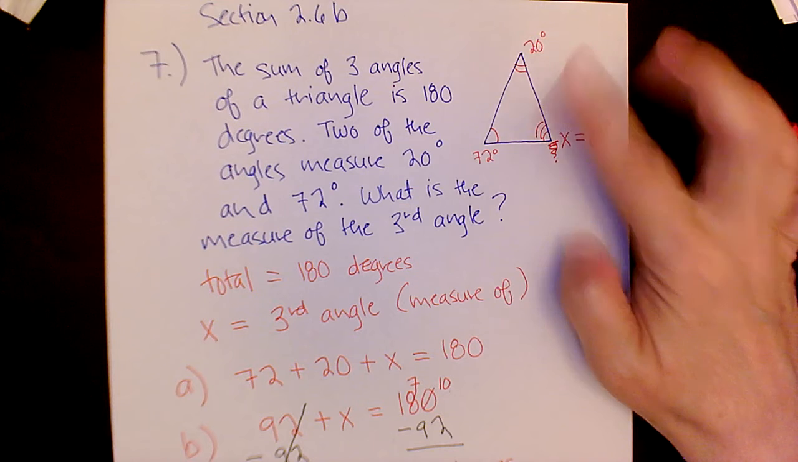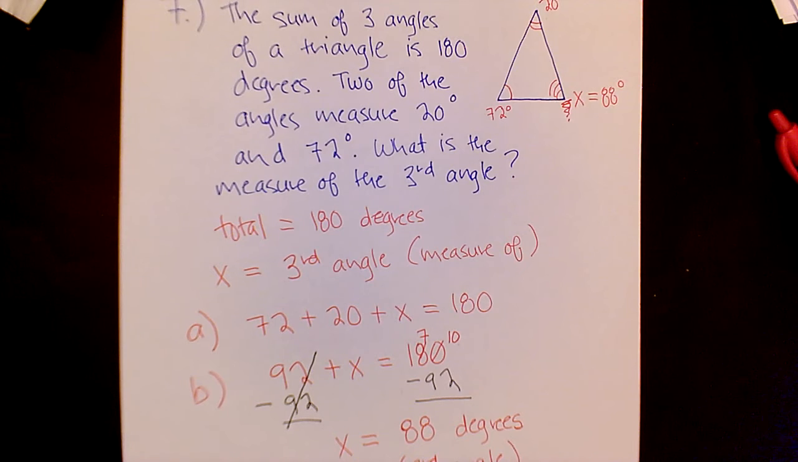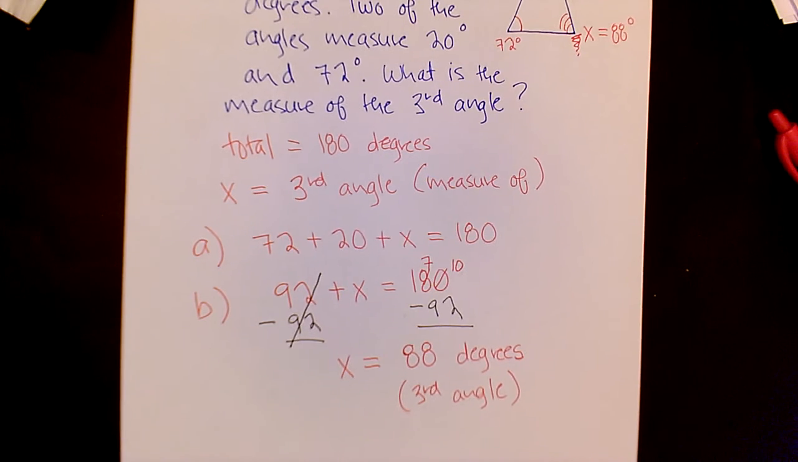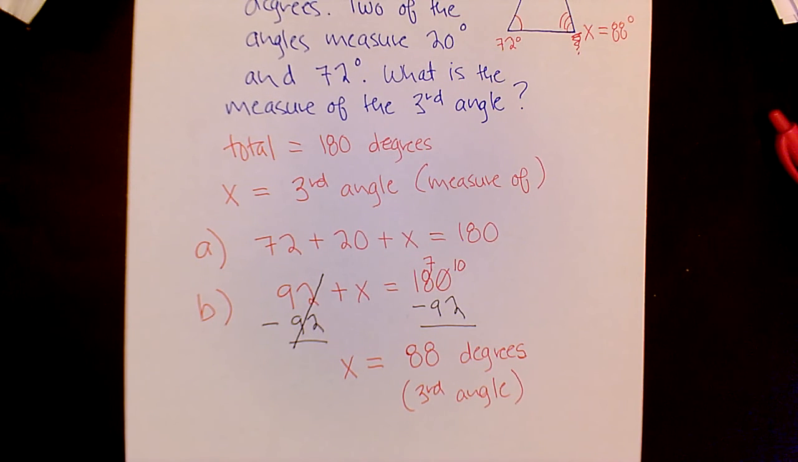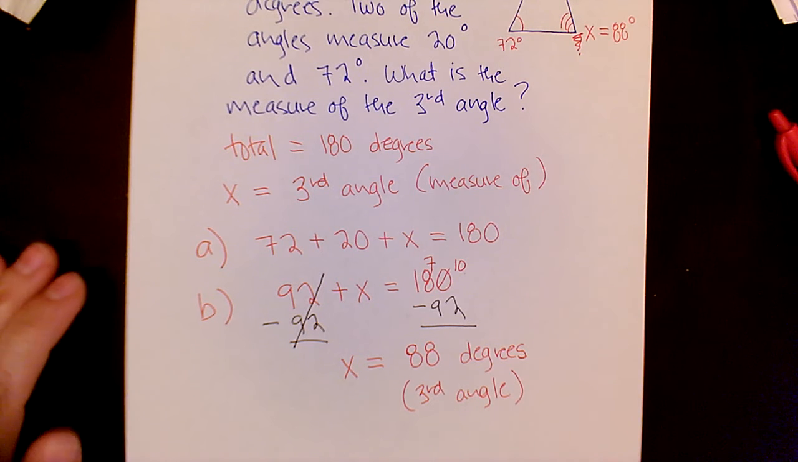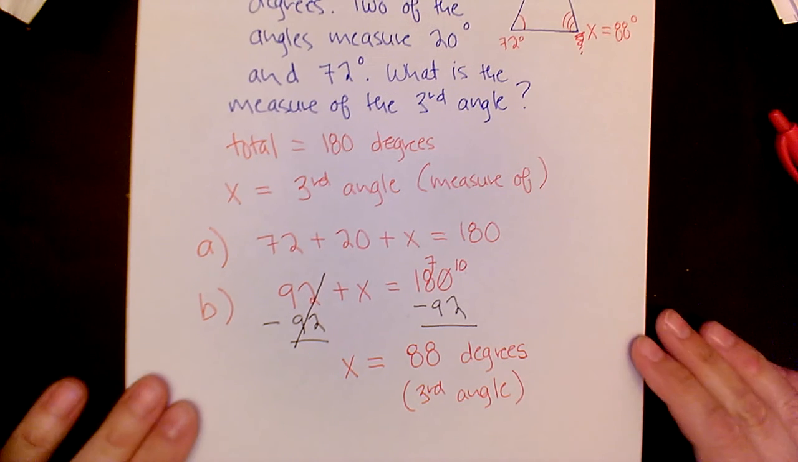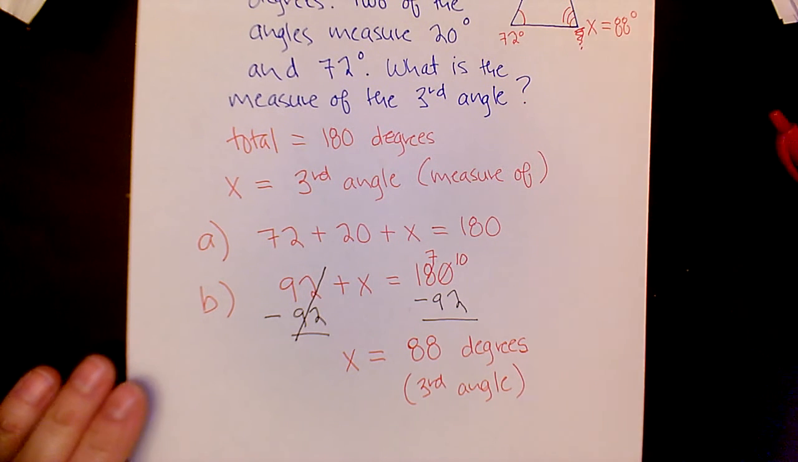So 88 and 20 and 72 all together will make it to 180 degrees, because there's 180 degrees in every triangle. So my answer is just 88 degrees. And if you want to check that, you can punch these three in your calculator, and you should get 180, and you know you're right. Okay, so that was number 7.